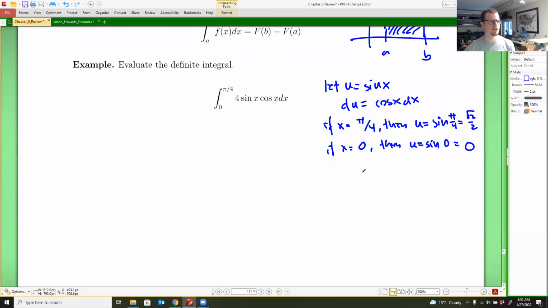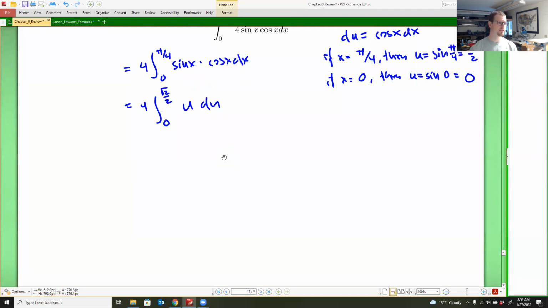So we can observe this as 4 times the integral from 0 to pi over 4 of sine of x times cosine of x dx. So we can see u and du. So this is 4 times the integral from 0 to root 2 over 2 of u times du. Pretty easy here. Integral of u is 1/2 u squared. So this is 4 times 1/2 u squared evaluated from 0 to root 2 over 2.